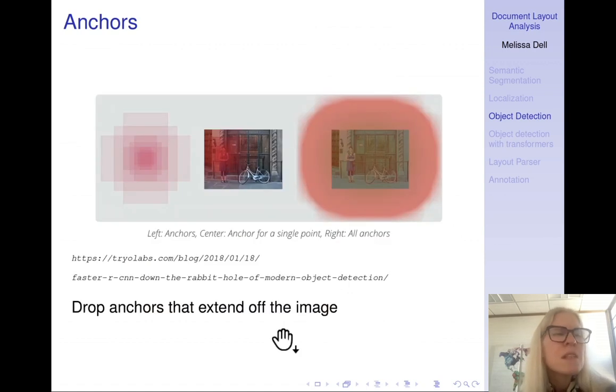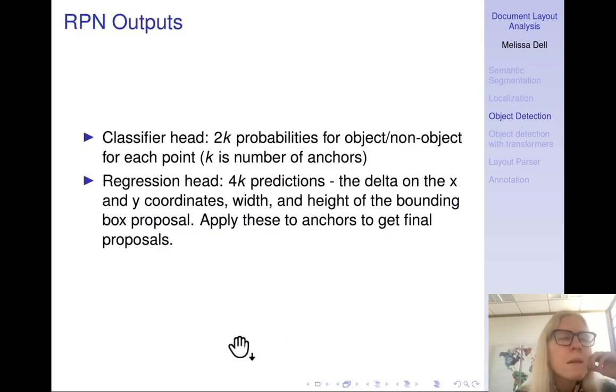And so this is the same image that we saw before. You can see that we have these boxes of different regions, and if an anchor extends off the image, we'll just drop it. Okay, and so the outputs of the region proposal network are 2K probabilities for object or non-object, where K is your number of anchors, and from the regression head you get 4K predictions, which are the deltas on the X and Y coordinates, width and height of the bounding box proposals. And these are applied to the anchors to get final proposals.